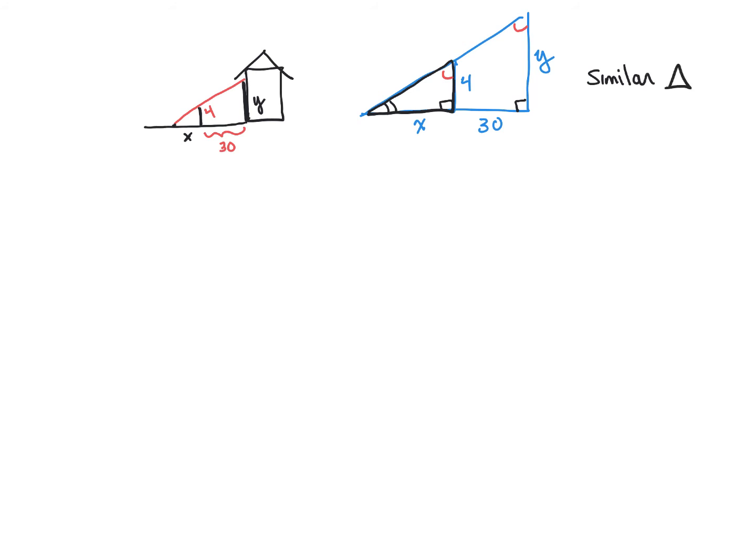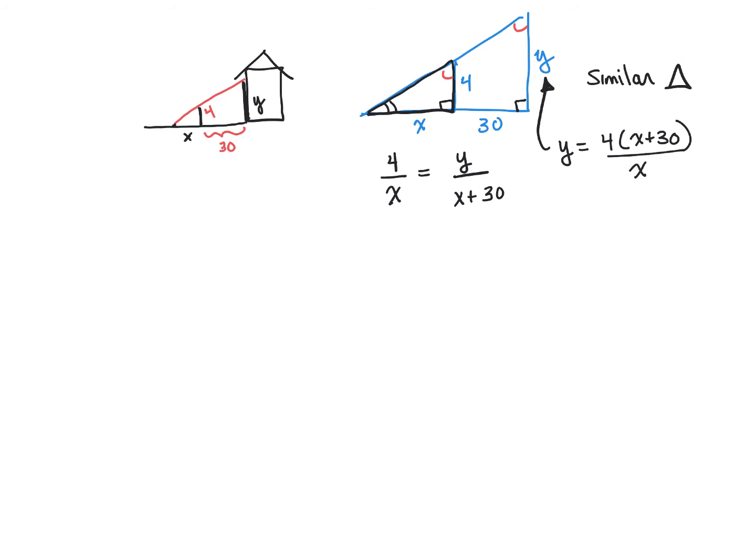So I'm just going to make a ratio. 4 is to X as Y is to, hopefully you're thinking, X plus 30. So if I solve for Y, I get 4 times X plus 30 over X. And that is that side there.